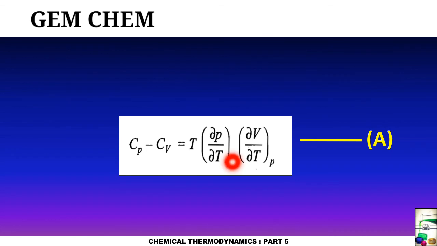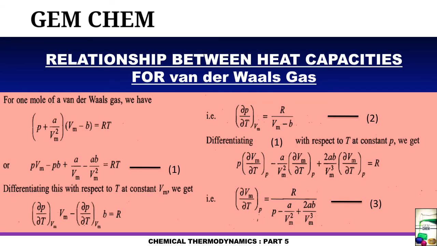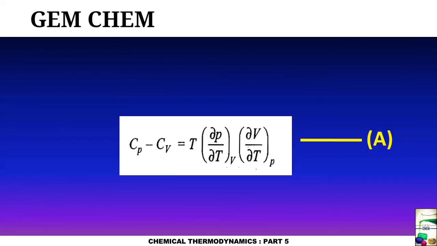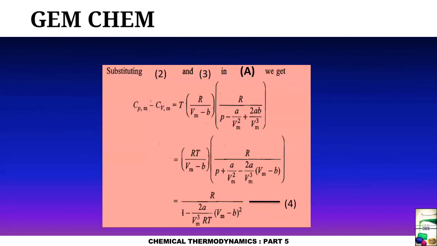Again we differentiate this one with respect to temperature. So why are we differentiating with respect to temperature? To get this term. Now on differentiating this with respect to temperature but at constant pressure, we get another expression which is given by equation 3. So step by step differentiation will lead to this answer. So try it and then we will easily obtain delta Vm by delta T, which is equal to R by P minus a by Vm squared plus 2ab by Vm cubed. And these two expressions, 2 and 3, are substituted in this equation. Okay. So we easily obtain, on substitution and a little simplification, expression 4.